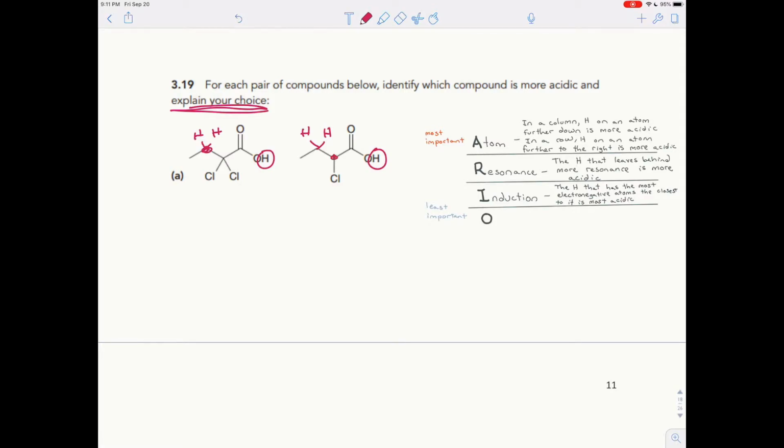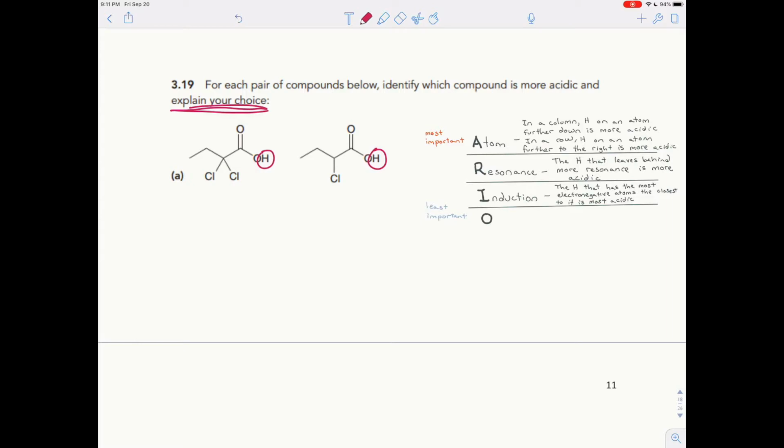Carbon and oxygen, those are in the same row on the periodic table. Carbon, nitrogen, oxygen. And as you go to the right on the periodic table, electronegativity helps to stabilize negative charge. So you'd want to include that in your explanation. And so you know that it's the hydrogen on the oxygen that's going to be the most acidic. But that ties in the two molecules.